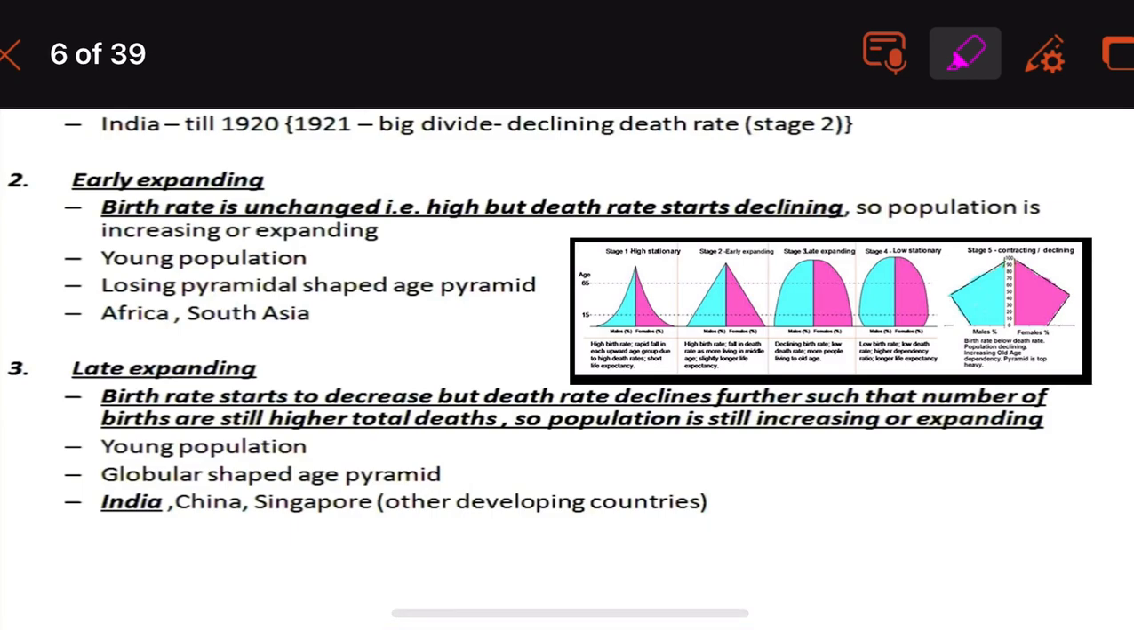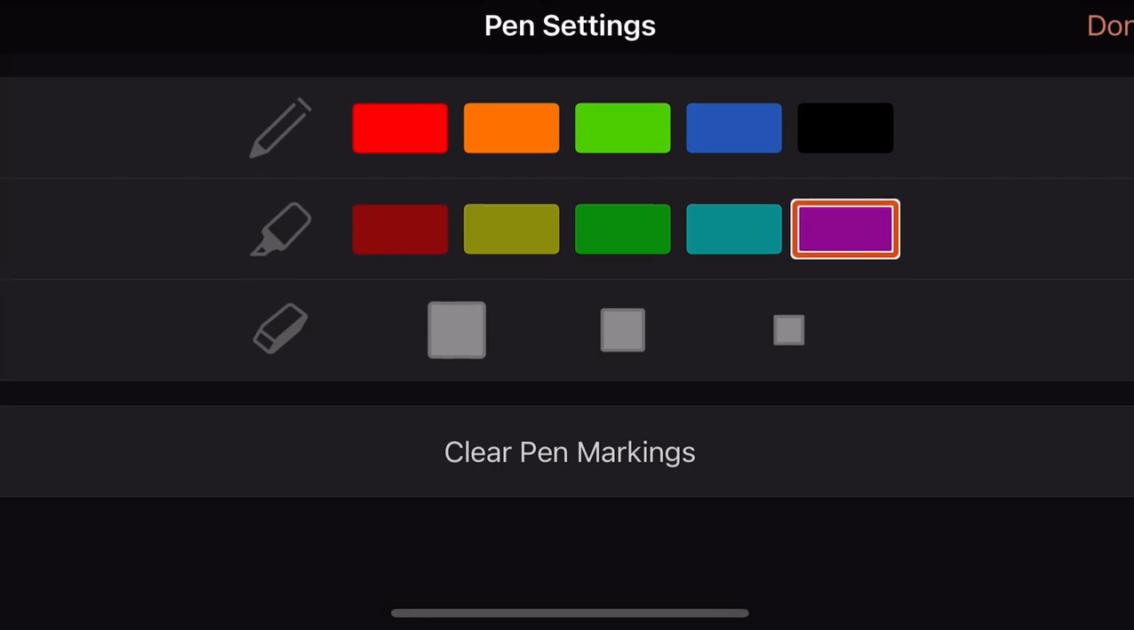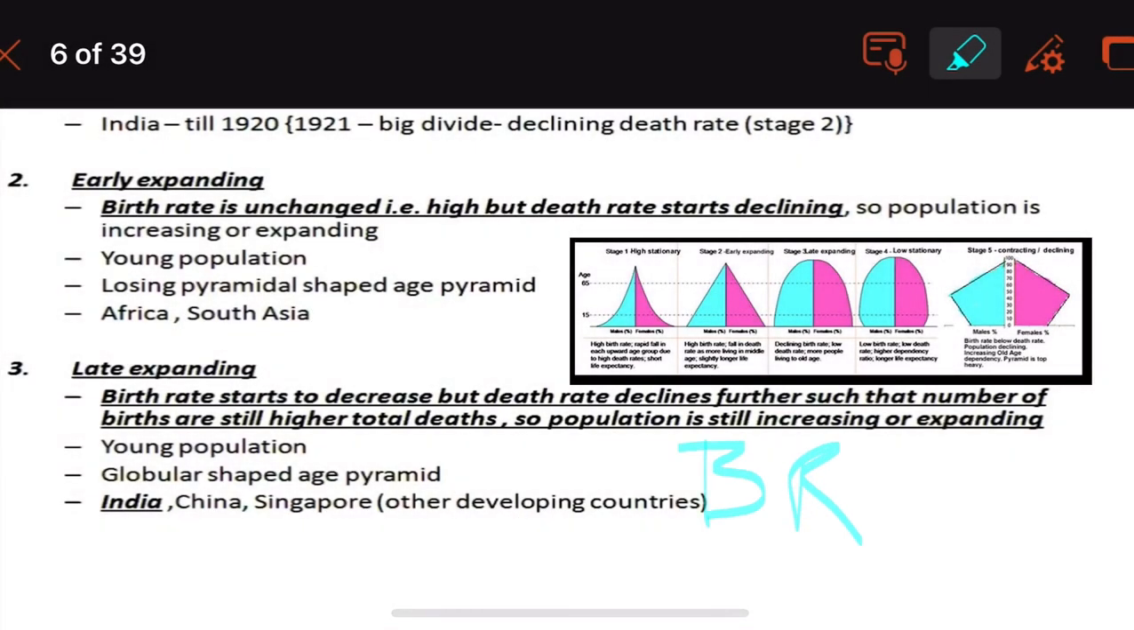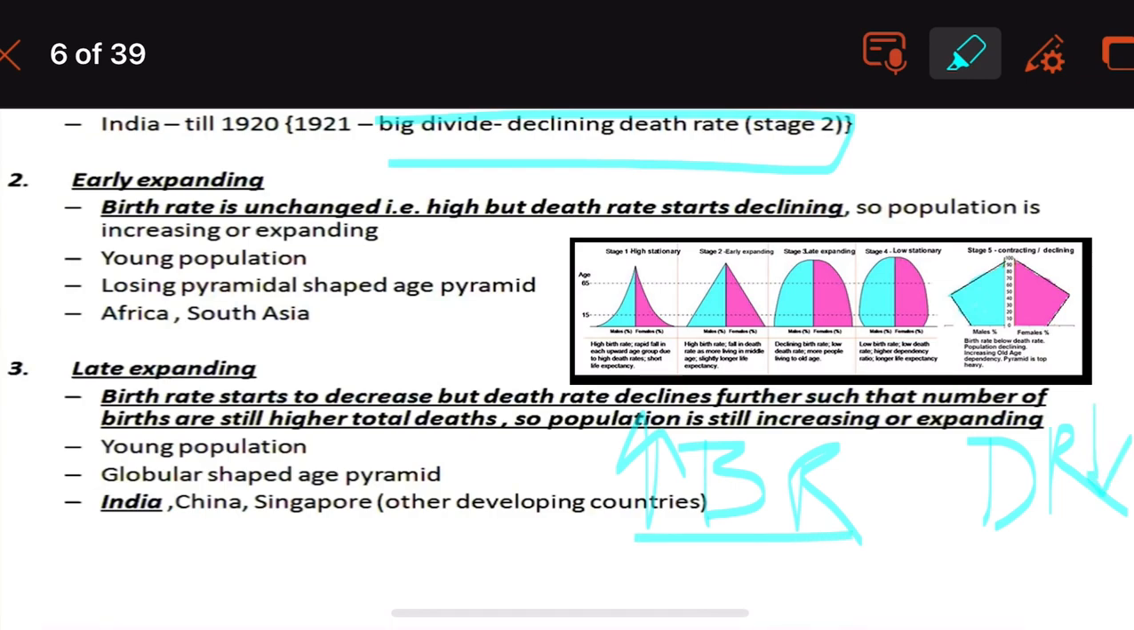I hope it's clear. Now we are moving on to the early expanding, the second transition cycle, in which the birth rate is unchanged, that is high. It means it is high only. But the death rate is declining. We saw this while explaining the death rate declining in stage 2 in India. Let us repeat. So birth rate is the same as before and the death rate is gradually declining. So the population is slowly increasing and expanding.